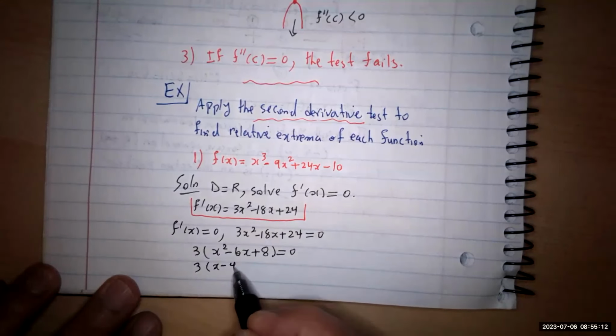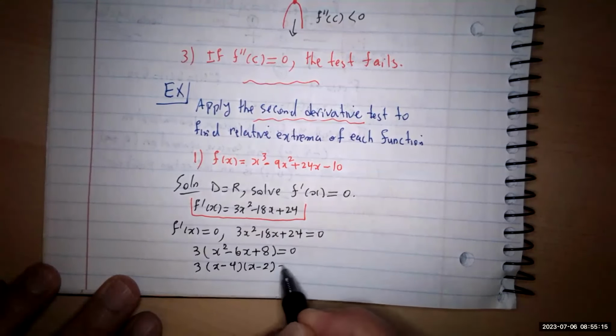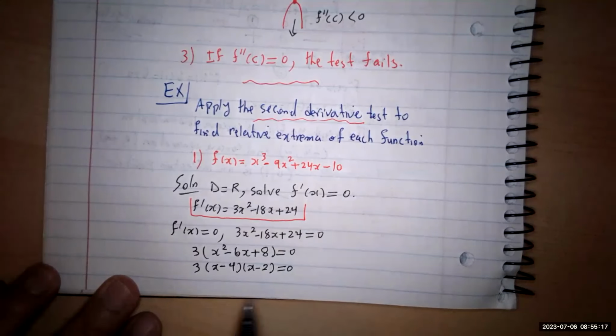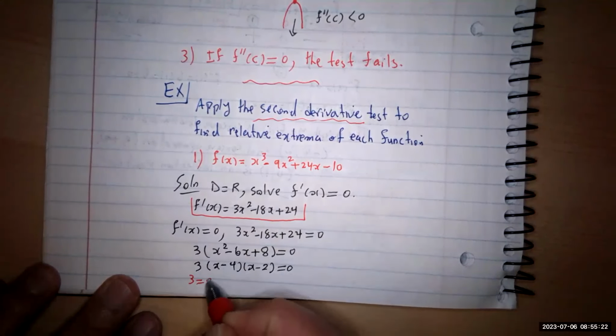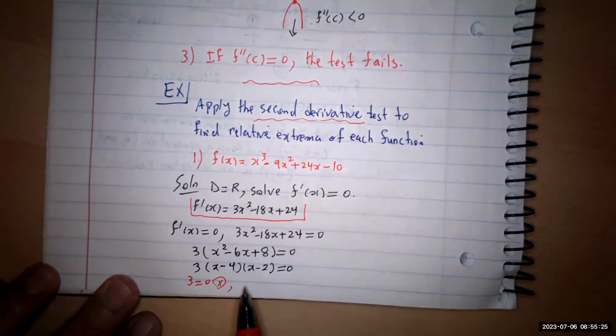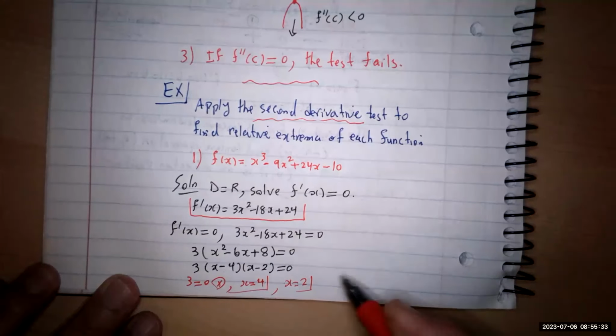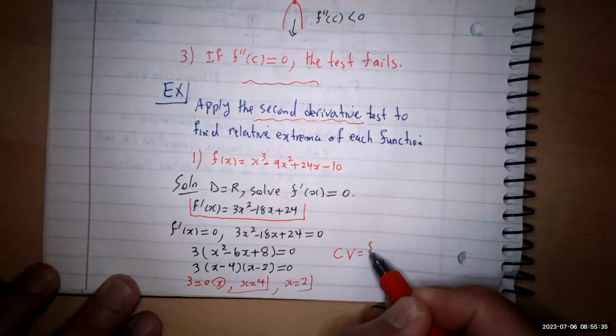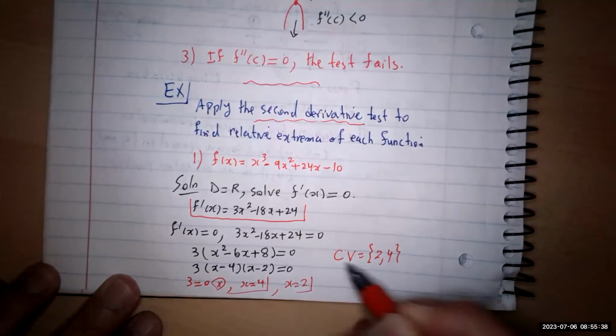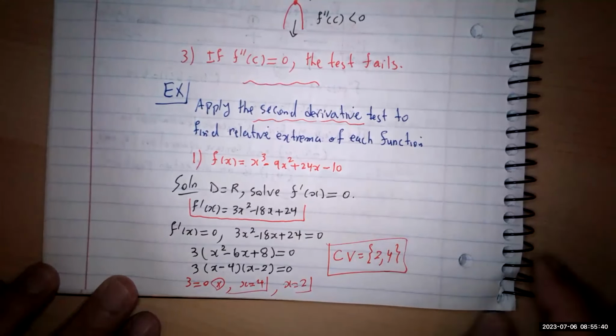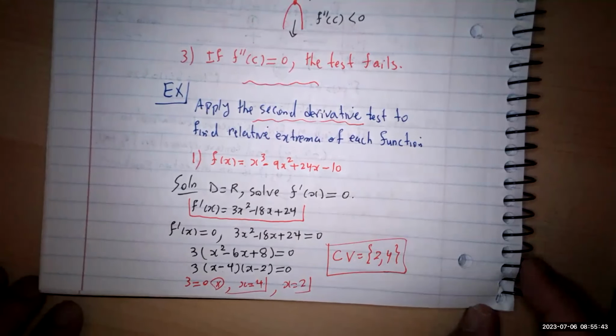3 times x minus 4 times x minus 2 equal to 0. So you let each factor equal to 0 to get the solution. 3 equal to 0 never, so that gives you nothing, but for the second part, that gives you x equal to 4. And the other part would be x equal to 2. So the critical values are going to be 2 and 4. That would be step 1. Any question? Look carefully, note this. Solve this equation, double check it. Make sure you have no difficulty.